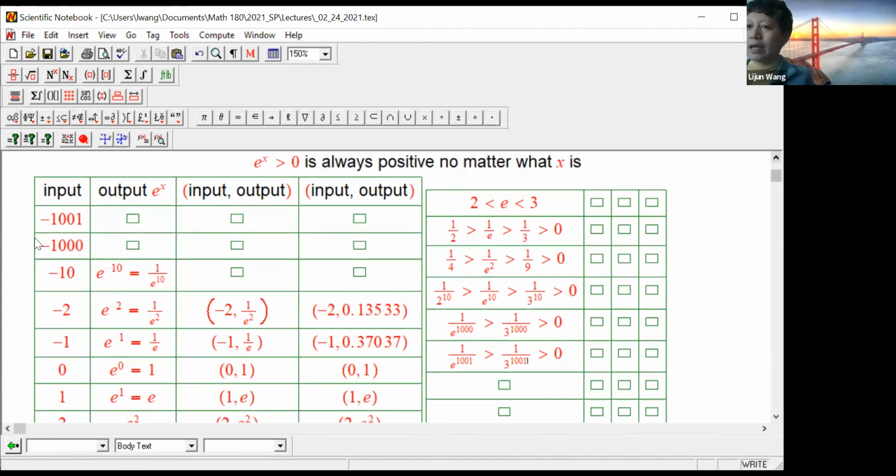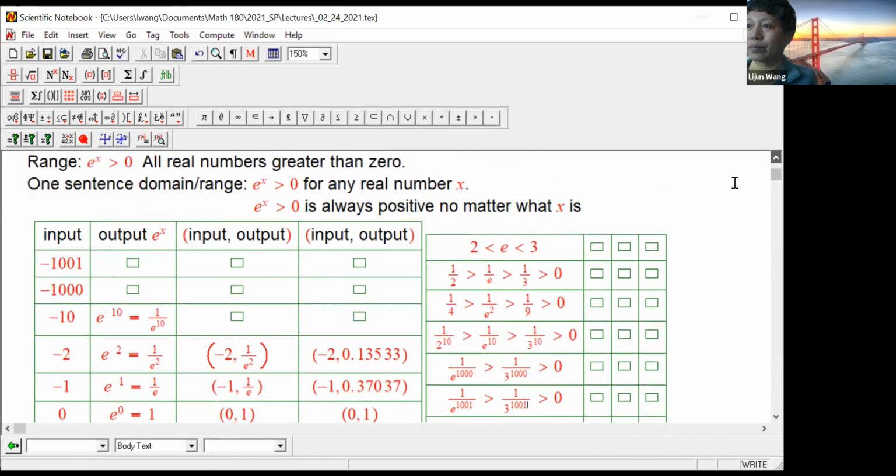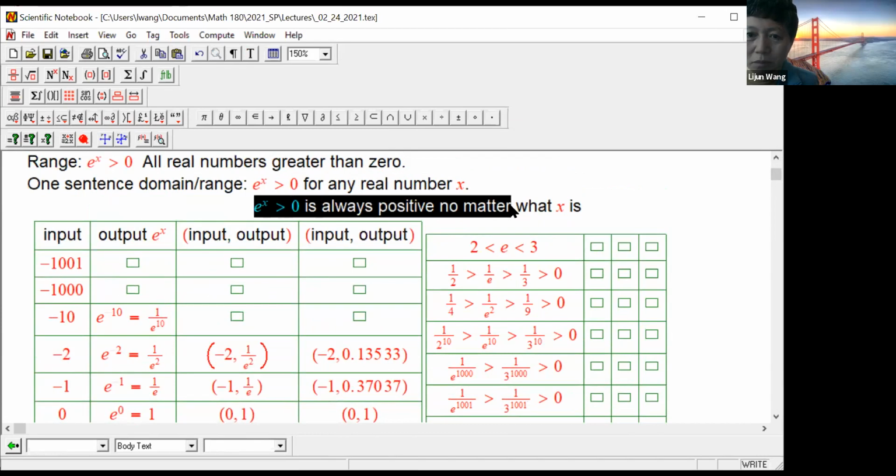Doesn't that confirm it? If you keep going, negative 10,000, negative 2 trillion, are you going to get any number that's equal to 0? No. And what does it tell us? That it can never be 0. This tells us the range. This is confirming the range of e to the power x is positive forever.